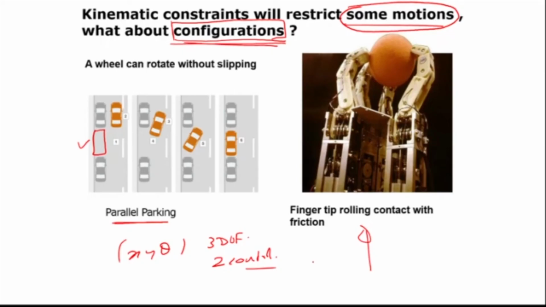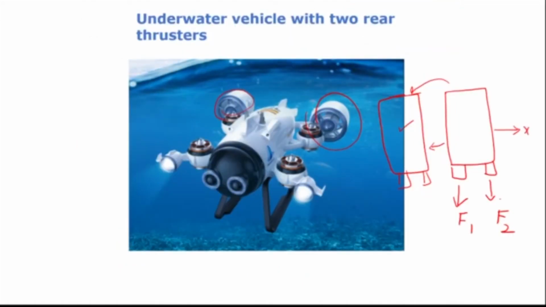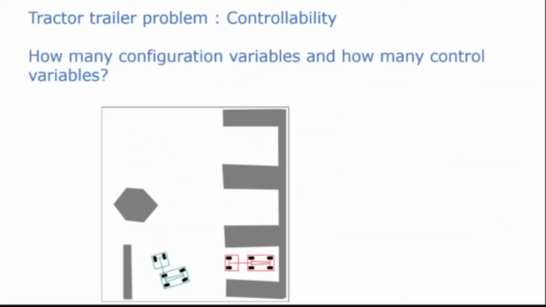Which are the control variables? The steering on the front and the wheel velocity at the rear. So there are only 2 control variables, but it has 3 degrees of freedom. So is it controllable? Can you control these 3 degrees of freedom having only 2 inputs? That is the question of controllability. Similarly here, the input is only F1 and F2 because you have only 2 thrusters. If you consider only planar motion, then this also has 3 degrees of freedom. It can also go up and down, but let's ignore that. On this plane, it only has 3 degrees of freedom. So can you control 3 degrees of freedom having only 2 inputs?